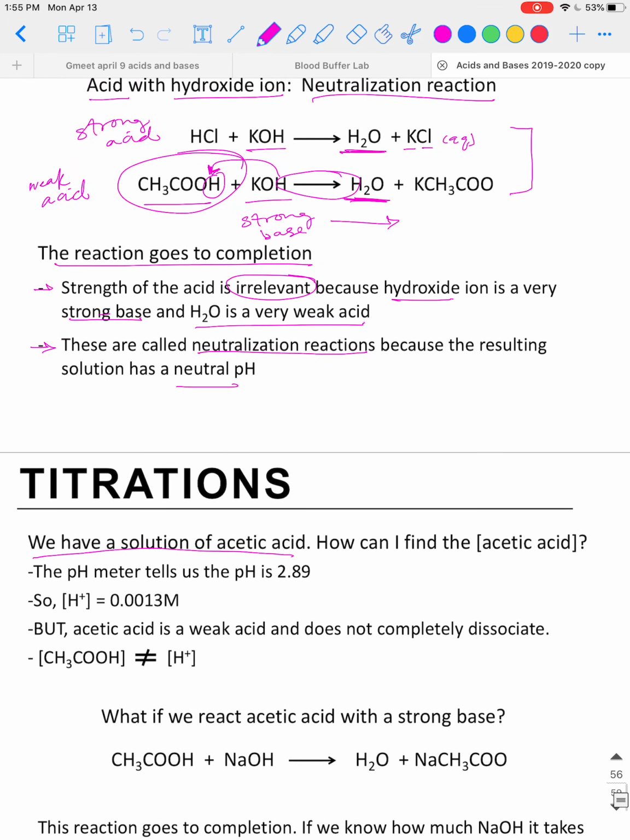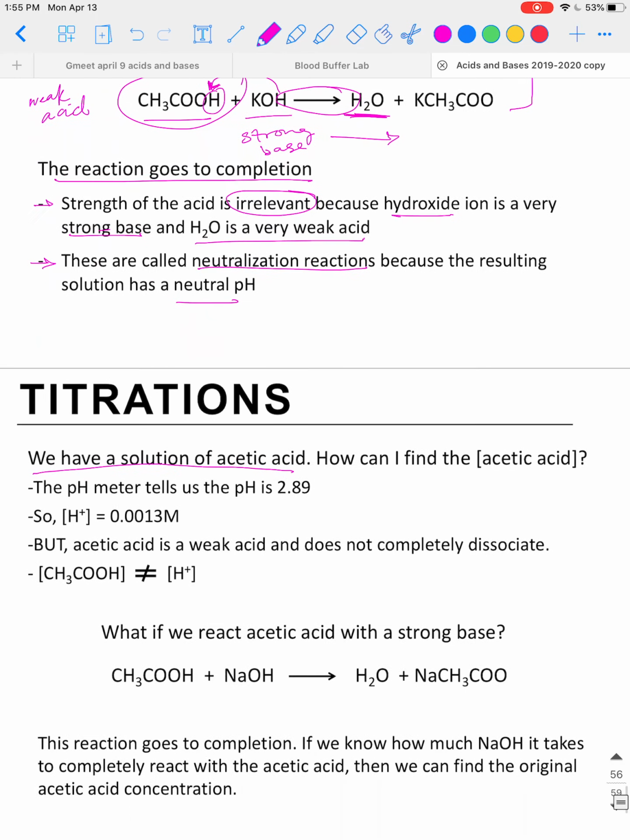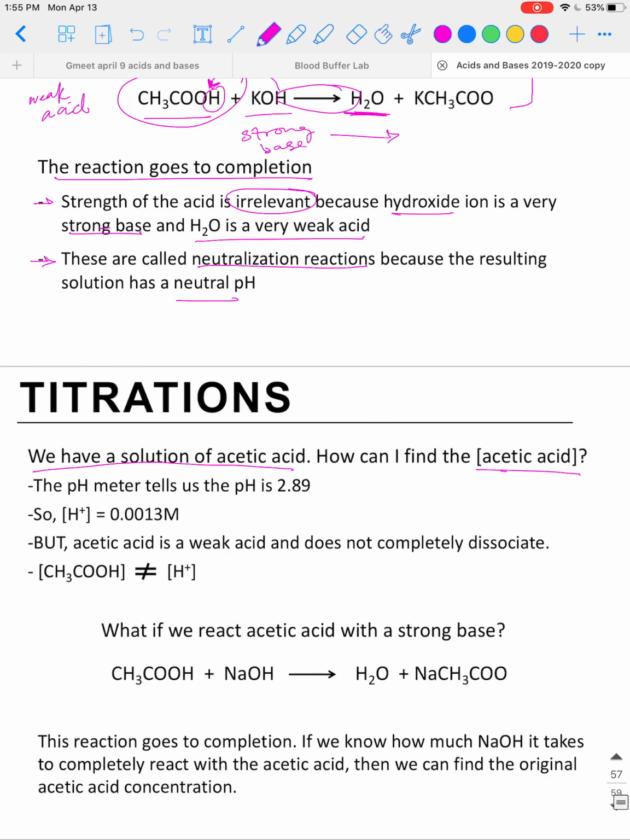If we have a solution of acetic acid, okay, that's this one right here. We've used acetic acid a lot as an example of a weak acid. How can I find the concentration of acetic acid? If I have a solution of it, how can I find the concentration? Well, if we stick a pH meter in it, maybe we could find that the pH is 2.89, which is pretty acidic. That's a very low pH.